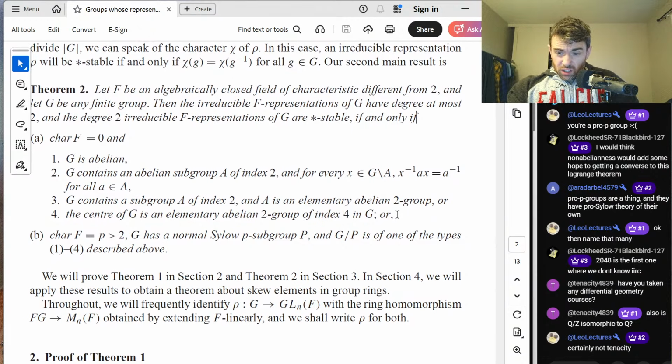Is QZ isomorphic to Q? No way in hell. No, definitely not. There's an easy way to prove that. Think about orders of elements.